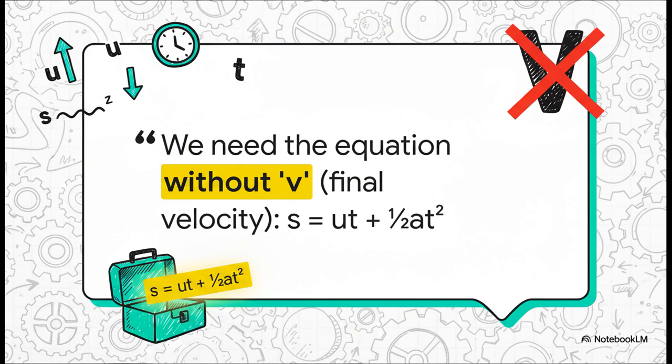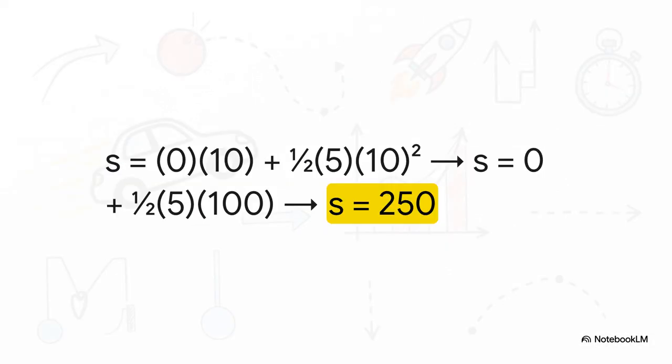Okay, on to step 2, the plan. Let's look at what we have. u, a, t, and we need s. So which variable is the odd one out? The one we don't know and don't even need to find. It's v, the final velocity. So we dive into our toolkit and pull out the one and only equation that doesn't have a v in it. See how that works? It's brilliant.